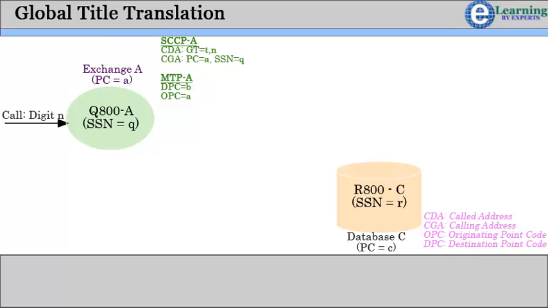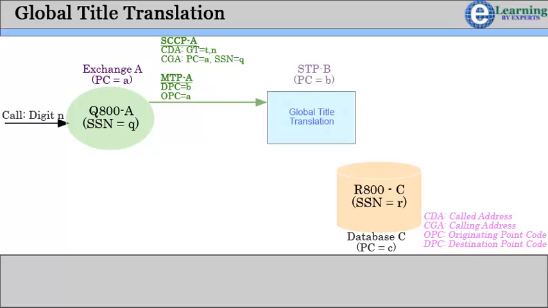SCCPA enters GT in the CDA portion of the unit data message, with point code as A, SSN as Q, and sets the routing indicator RTI as 0, indicating that a GT translation is needed. Since SCCPA has received the GT called address, and knows that the SCCPB can perform GT translations, it includes the MTP address of signaling point B, DPC as B, when passing the message. MTPA then forms the MSU and transfers it to STPB.